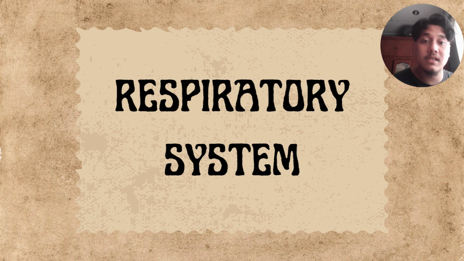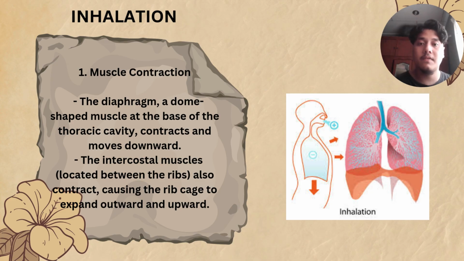So, the respiratory system. I will talk about the mechanism of exhalation and inhalation. Inhalation. First is muscle contraction. The diaphragm, a dome-shaped muscle at the base of the thoracic cavity, contracts and moves downwards. The intercostal muscles, located between the ribs, also contract, causing the ribcage to expand outward and upward.